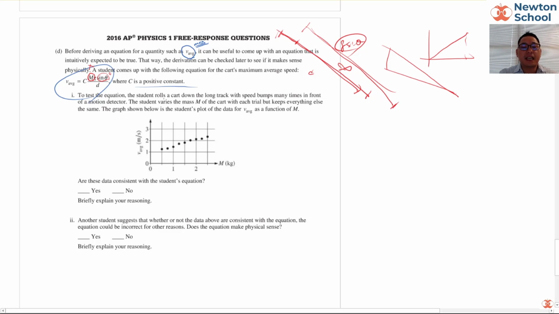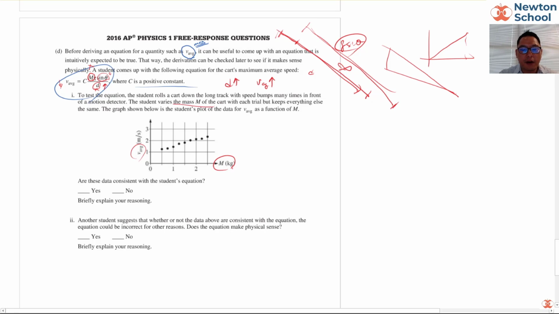So if D gets large, V has to get large too. But not in this case, because if D gets large, V gets small. So I don't think that works. Then the next student's equation. So they did the experiment. That's a real weird experiment because you change mass and you look at average velocity.